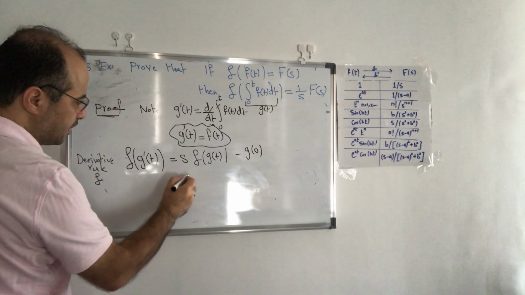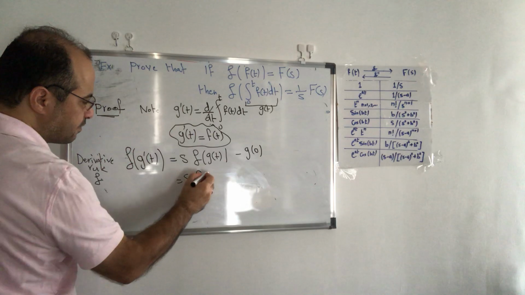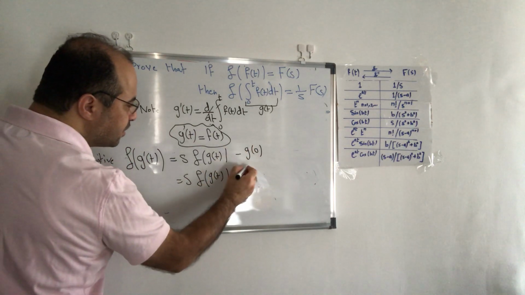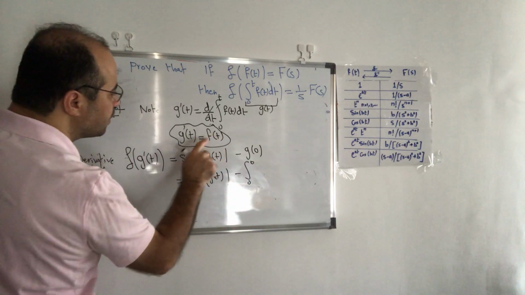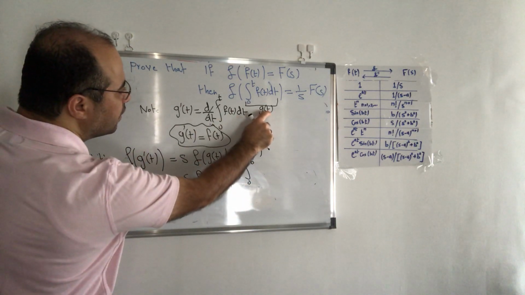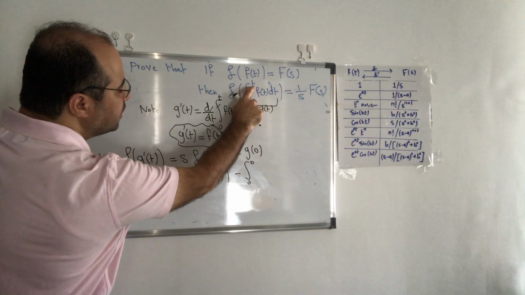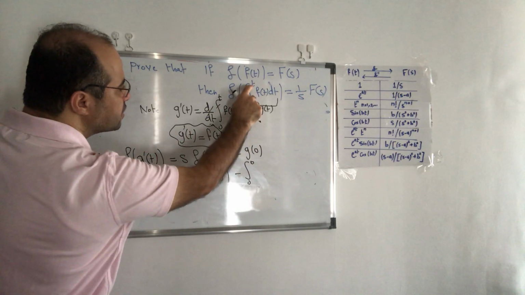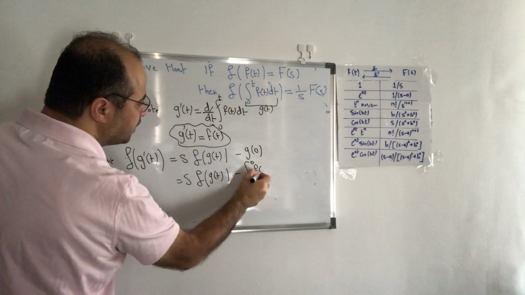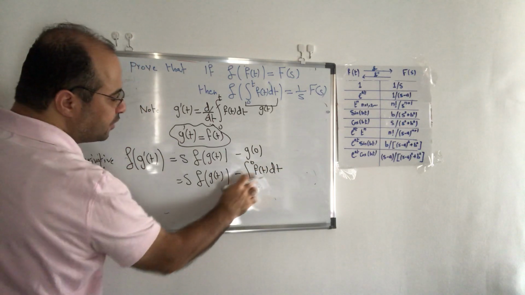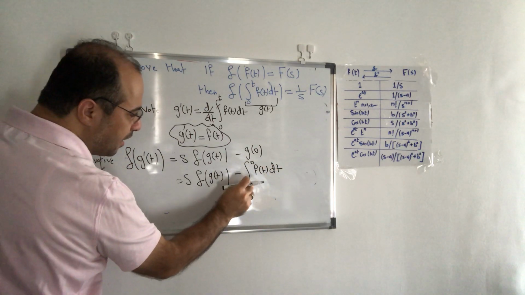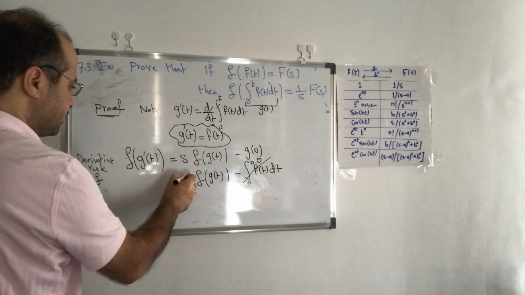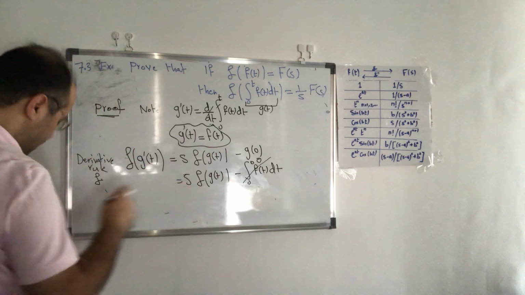Now let me write here s times the Laplace transform of g of t, and then g of 0. This g of 0 is the integral from 0 to 0 of f of t dt, because if you have t here, then you have t here. If you have 0 here, then you have 0 here. But if you integrate any function from a to a, then you will get 0. Then what I got here, let me rewrite things.